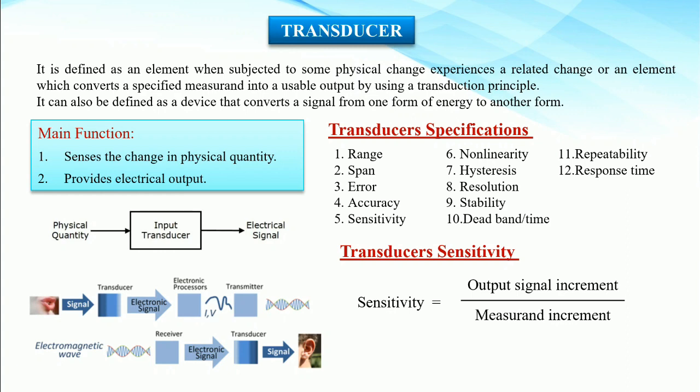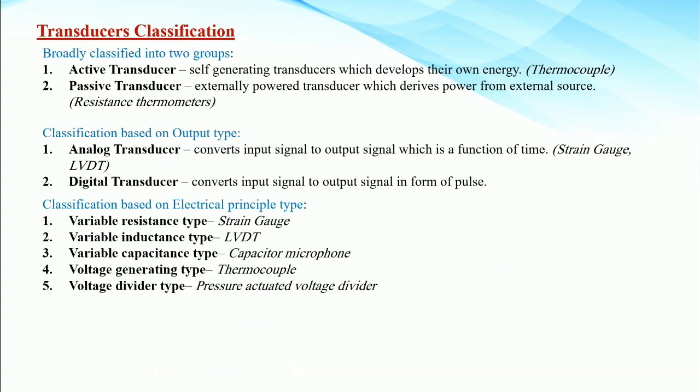Now the next thing is transducer sensitivity, which is a very important part. The relationship between the measurement and the transducer output signal is the transducer sensitivity, which is defined as the ratio of the output signal to the measurement increment. Then we are going to discuss the classification of transducers.